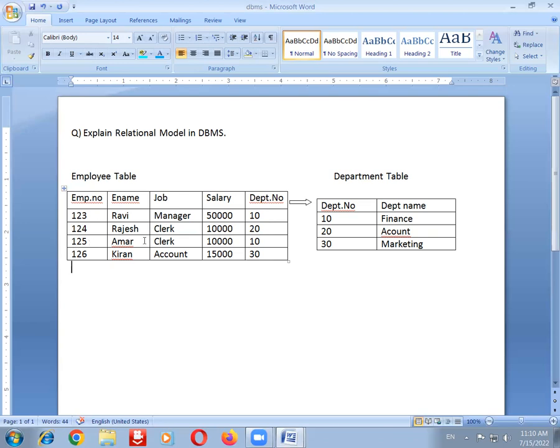For example, employee number 125, name Amar, working in which department? Department number 10. Okay, for example, Kiran is working in which department number? Department number 30. Okay, so this is the employee table.